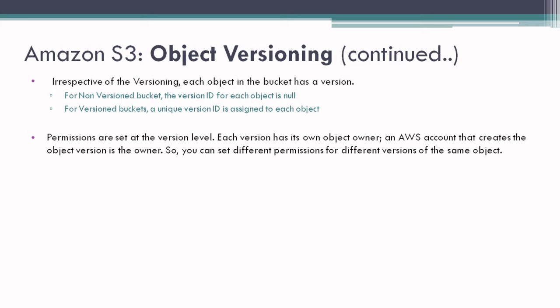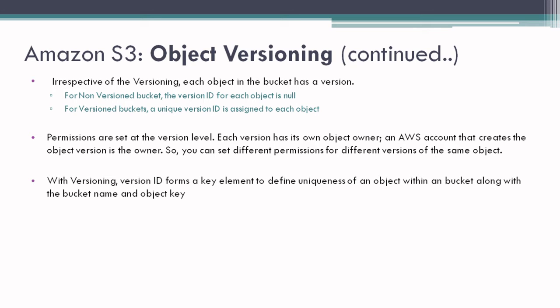Permissions are set at the version level. Each version has its own object owner. An AWS account that creates the object version is the owner. So you can set different permissions for different versions of the same object. Your object is the same, but different versions can have different properties, different permissions, and the object owner may be different. So it all holds different properties at the version level.